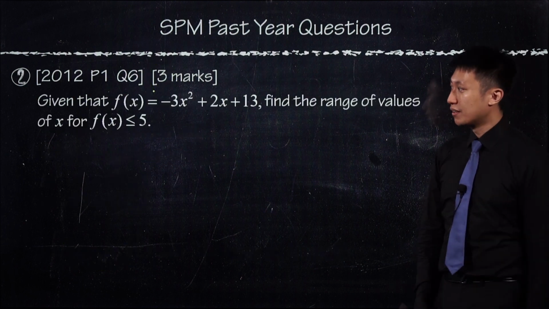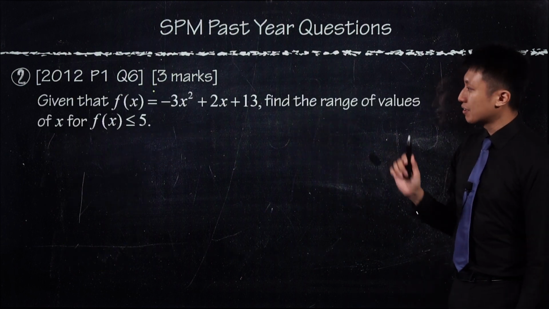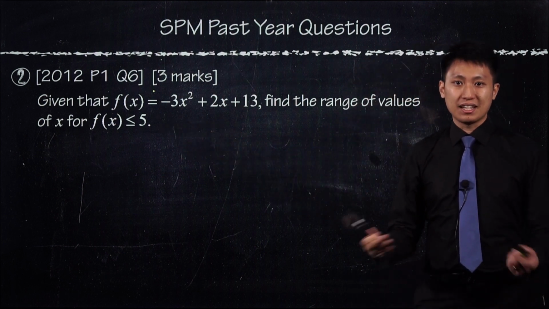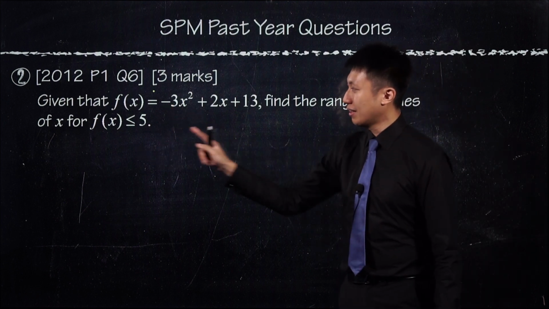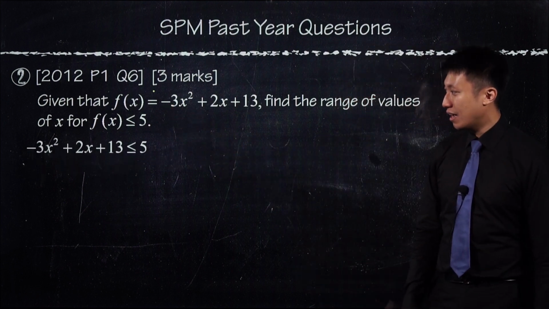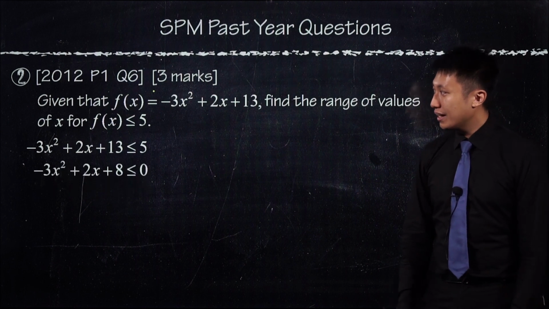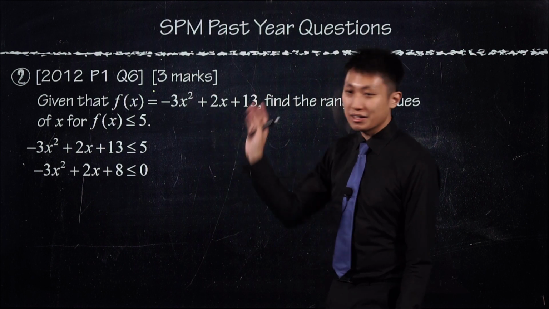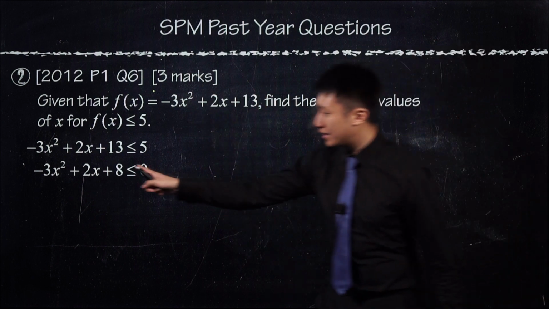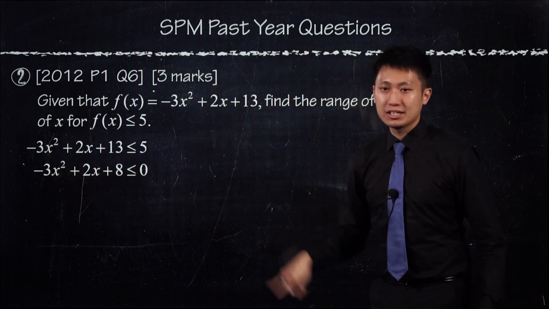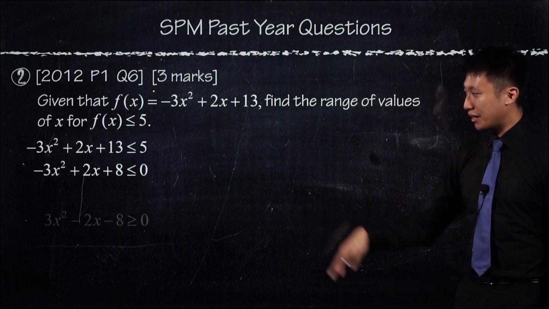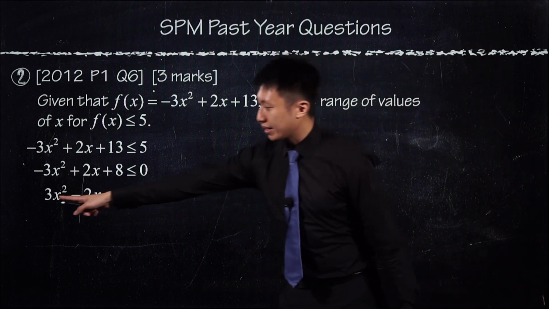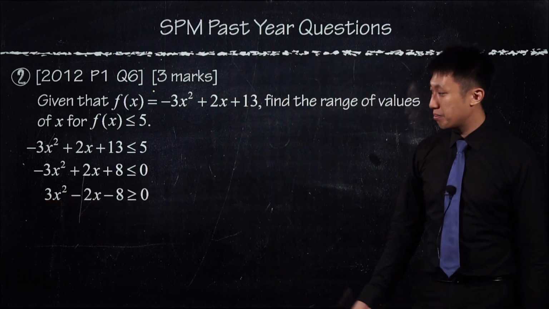Okay? Move on. This one, find the range of values of x for f(x) less than or equal to 5. Just another way of saying things. I put less than or equal to 5, then I move everything to one side, then I call this another function, g(x). So I don't care about the f function anymore because I'm focusing on this quadratic now. I move everything to one side. I want the coefficient of x squared to be positive.